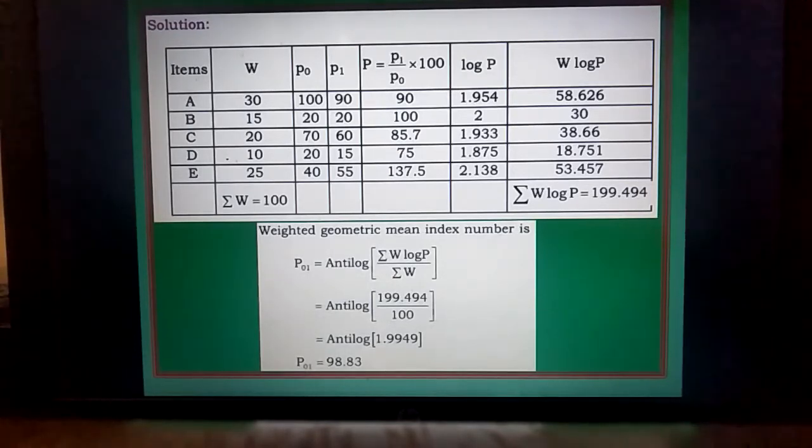So once after getting 98.83 as the answer, interpretation may also have to be given a thought process. So how much is less for 100 or 98.83? If you consider it to be 99 approximately, then there is a 1% decrease in the price level of the commodities in the current year as compared to the base year. That's what the conclusion would be.